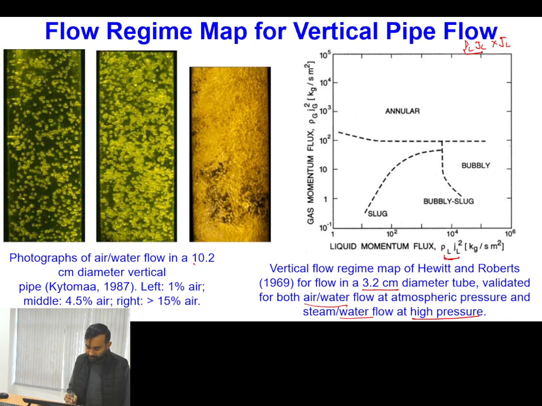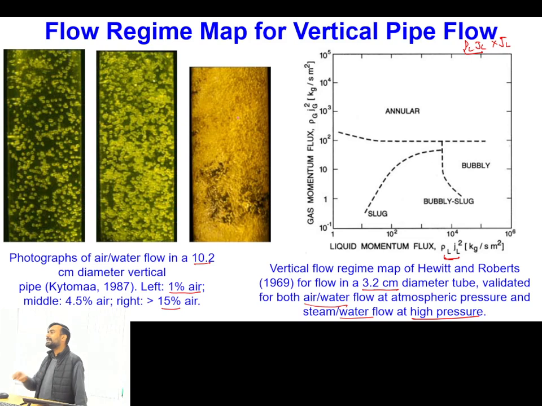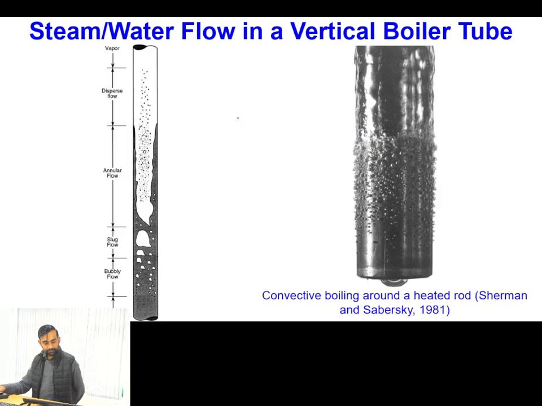So in a single pipeline of 10.2 centimeter diameter, when 1% of air is present, then you can see the bubbles are sparsely spaced. When the fraction of air is increased, then also we are in the bubbly flow regime only, but these are very closely spaced. And when the fraction is greater than 15%, then a significant portion of the bubbles will be highly dispersed within the liquid medium. Okay. All are clear with this point?